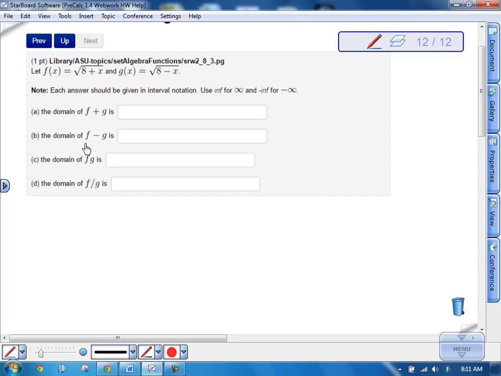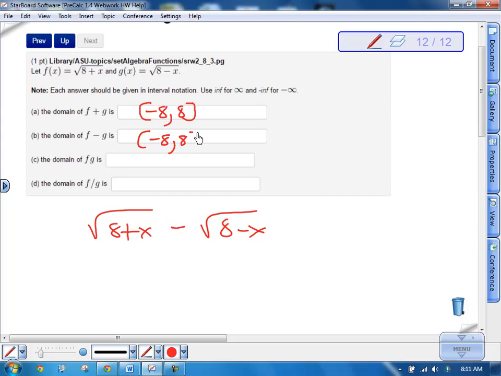All right, so the next one, f minus g. This was negative 8 to 8, brackets. Next one would be square root of 8 plus x minus square root of 8 minus x. And we have the same thing here. If both of these need to be positive, so if we do that, we get the same domain.